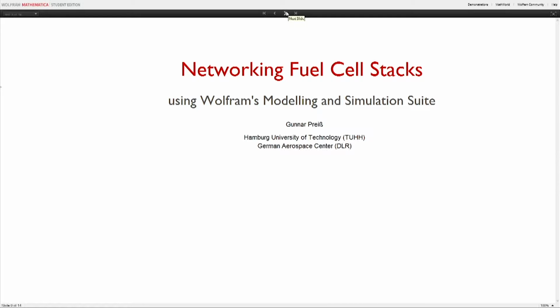type of fuel cell stack, and compared to battery modules or arrays of capacitors, we were considering using more than one stack in a single fuel cell system. And the first ideas I investigated very roughly using Wolfram's modeling and simulation suite. That means the software Mathematica and System Modeler.